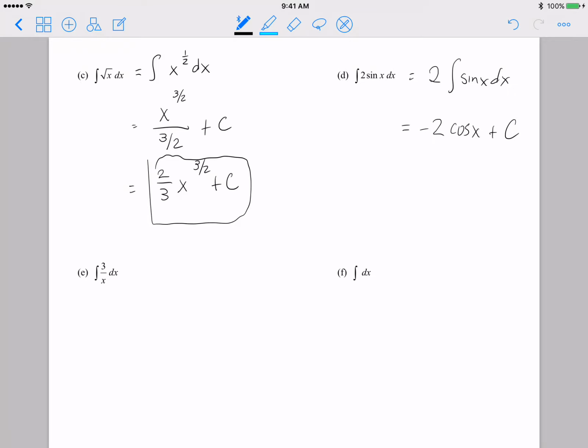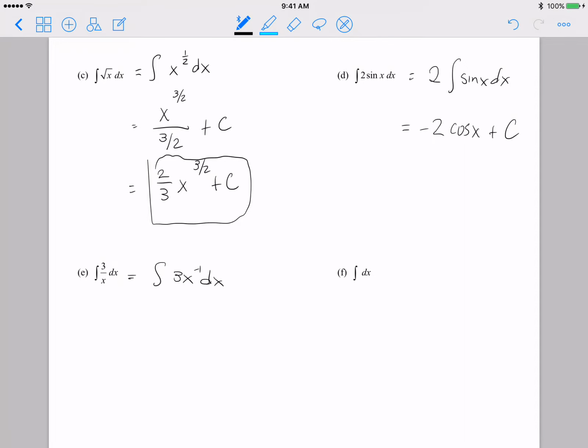Okay, in example E, we have the integral of 3 over x dx. So this is going to be rewritten as the integral of 3x to the minus 1 dx so that I can actually try to use the power rule. The reason I said try and not actually use the power rule is because notice if I increase the exponent by 1, what does it become? It becomes a 0. Then the next step would be to divide by the new exponent, which would be dividing by 0. I cannot do that.